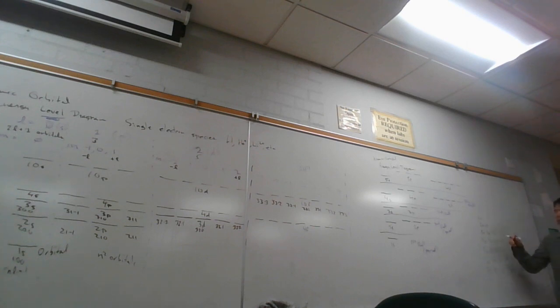Now, we can figure out what orbitals are in the shell by doing this diagonal pattern. And so in this diagonal pattern, in the first shell, there's just one orbital. In the second shell, there's the 2s and then the 2p. This would be the second shell. In the third shell, there's a 3s and then the 3p. So each shell begins with an s.